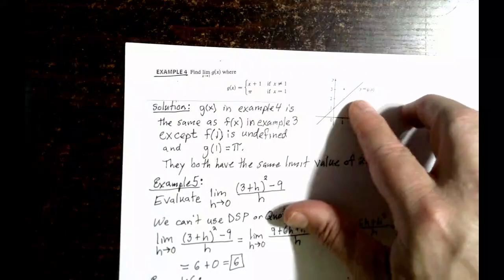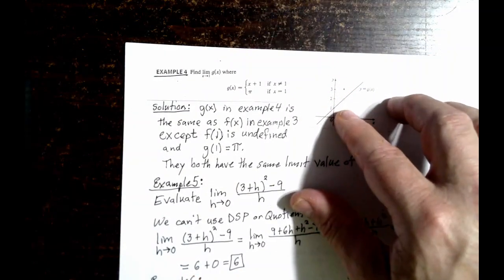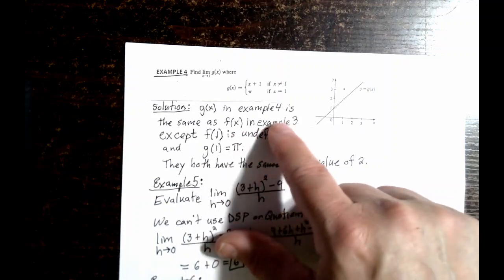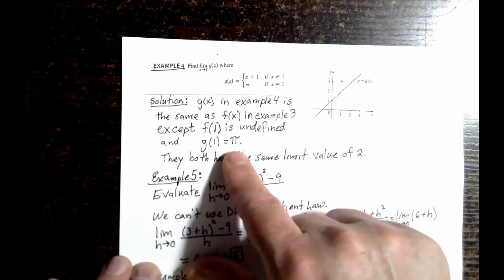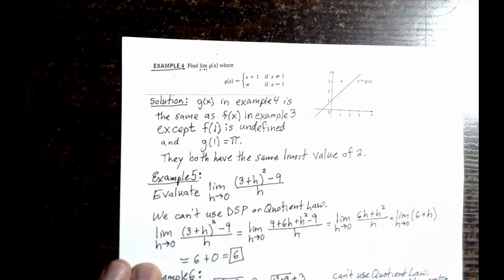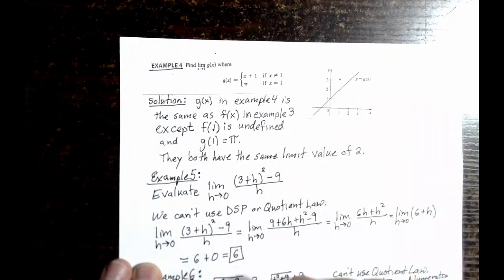Now what if you take the exact same function but you define it at x equals 1 to be something different than 2? Well, g in example 4 is the same as f in example 3, except f of 1 is undefined and g of 1 is defined and equals pi. But they both have the same limit. They both approach the same y value of 2.